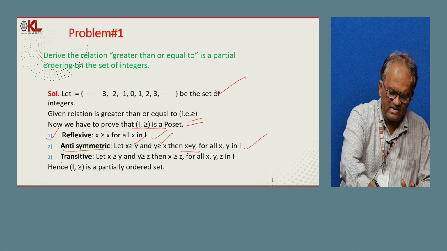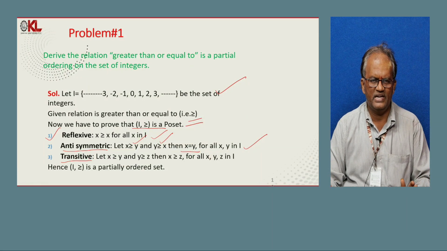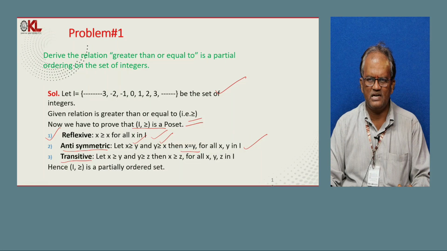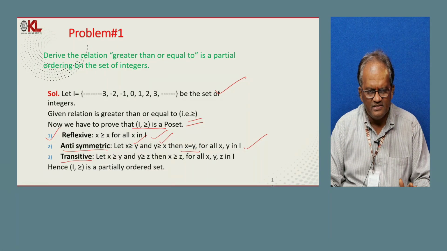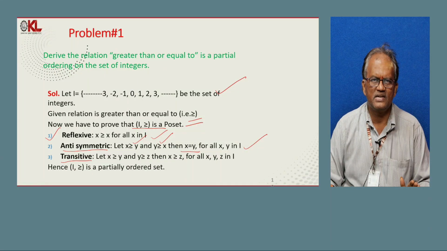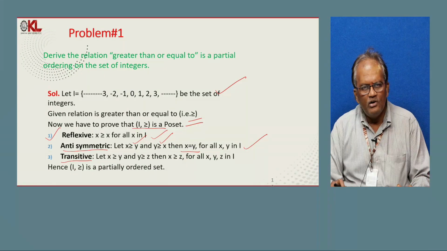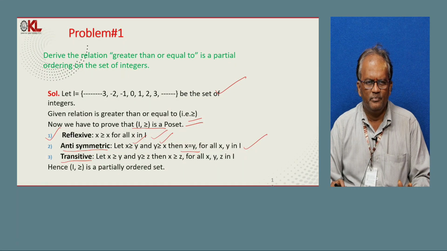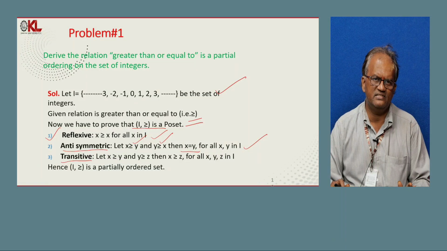And one more condition we left, the transitive property. Let x be greater than or equal to y and y greater than or equal to z, then x is greater than or equal to z for all x, y, z in I. Hence this set I, the integers, and the relation greater than or equal to, the pair becomes a partially ordered set. Like that you have to verify, for a set and a given relation, whether it satisfies these three conditions or not.